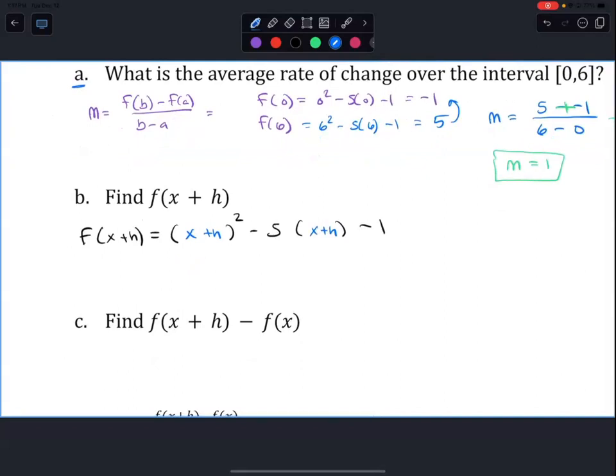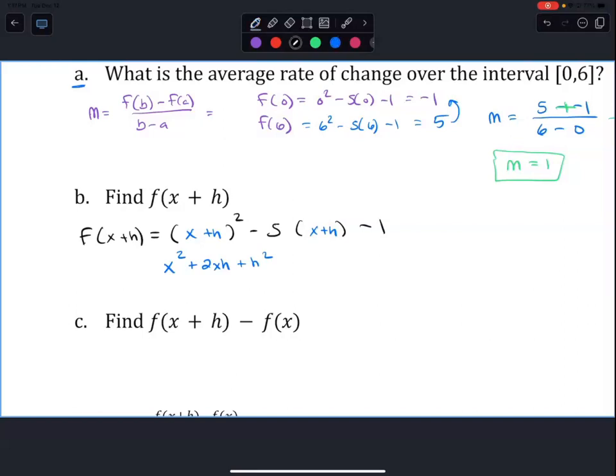x plus h squared, again, remember, is just x plus h times x plus h twice, right? Make sure you FOIL and distribute and all that good stuff. All right, and if I FOIL and distribute that, I end up with x squared plus 2xh plus h squared. If you want to do that on the side somewhere, do it on the side somewhere.